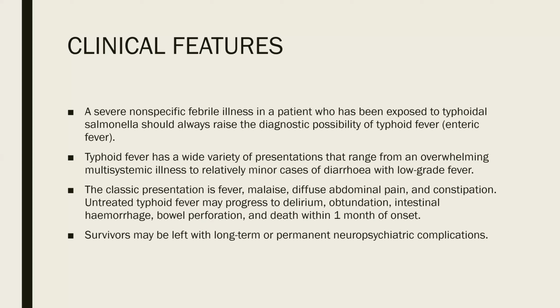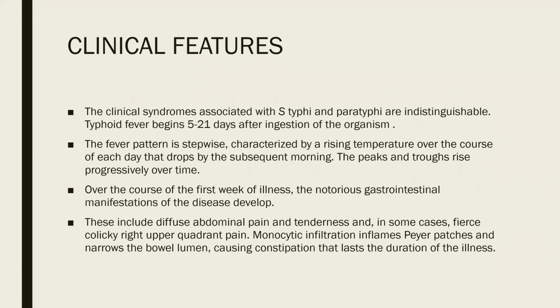So we're looking at constipation, diarrhea, abdominal pain, and fever, which is the specific pattern of fever. And then, as it says here, untreated typhoid fever may go on to obtundation, delirium, intestinal hemorrhage, bowel perforation. These are some of the complications.